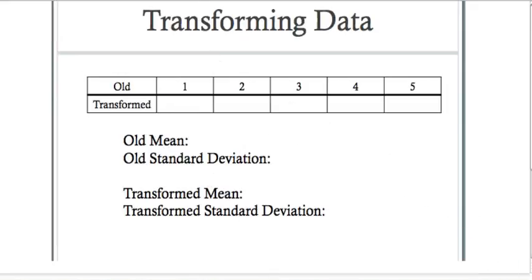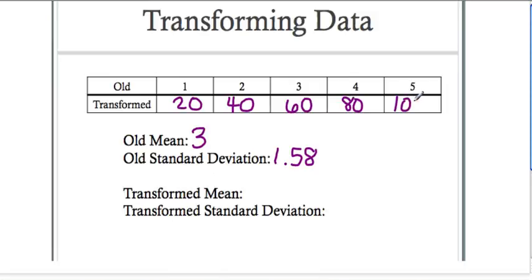So I'm going to fill that in here. My old mean was 3 with a standard deviation of 1.58. Let's see what our transformed data would look like. If we multiplied each person's score by 20, then a 1 would be 20, 2 would be a 40%, 3 would be a 60%, 4 would be an 80%, and 5 would be 100%. So let's go back to the calculator and see what the mean and standard deviation of this transformed data set would be.